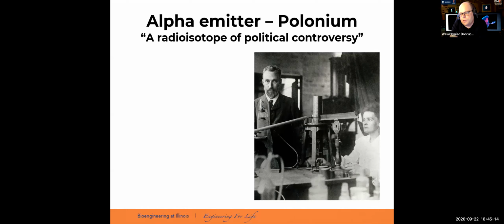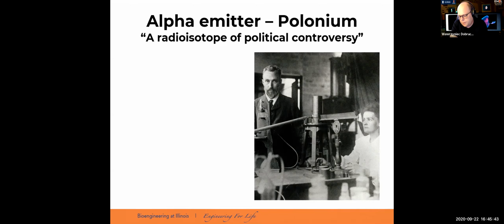So polonium was actually discovered by Pierre and Marie Curie. And maybe some of you don't know about Marie Curie. She was of Polish origin, and she studied at the Sorbonne in Paris, where she met Pierre Curie. And when she discovered a new element, she called it polonium because of her home country, Poland.